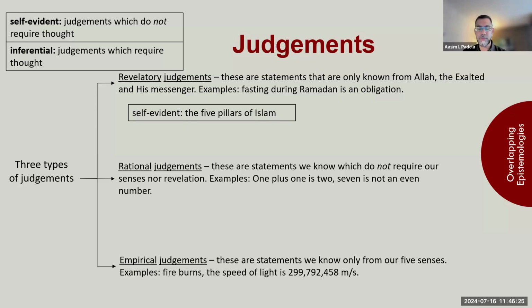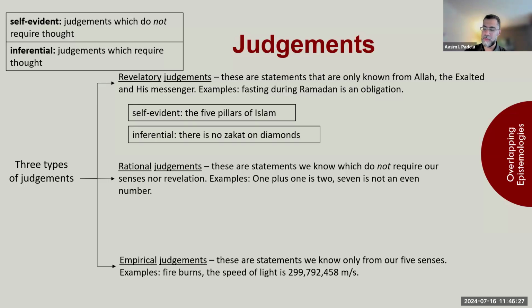But then there's an inferential judgment. Okay, there is a hadith, and it's in the Quran, about zakat, and what is obligatory for zakat? Well, they don't talk about diamonds, gold, wheat, barley. So how do we make a judgment about there being zakat on diamonds? You have to make an inferential judgment. Okay, I'm not saying there's no zakat on diamonds. I'm giving you an example. All right, so don't say Asim Padilla said there's no zakat on diamonds, so here's the fatwa. I'm giving an example of a judgment that one needs to make based on inference from other sources.